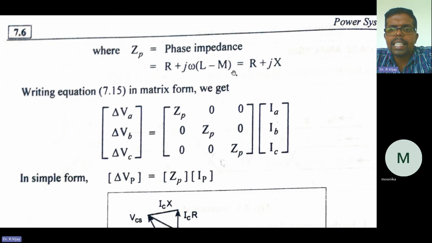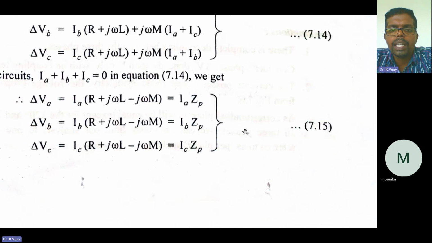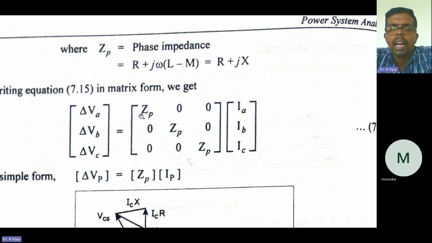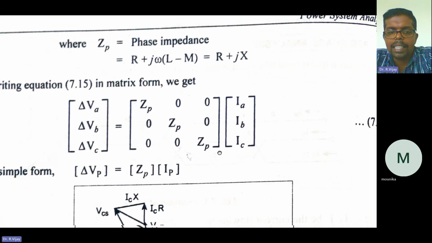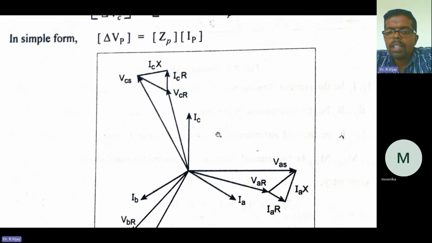Rewriting this equation in matrix form, here del VA, del VB, del VC, you will get ZP, ZP, ZP, and all others 0, into IA, IB, and IC. So this is the simple form. We can write del VP is equal to ZP into IP, that is all the phase voltages equal to ZP into the phase currents IA, IB, and IC.